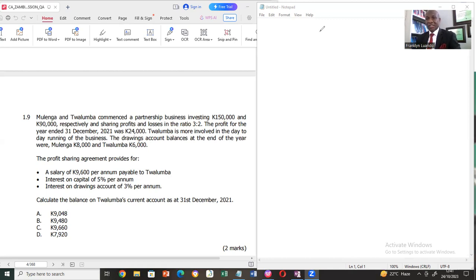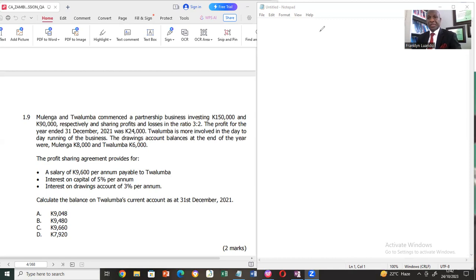The Partnership Act states that profits and losses should be shared equally, and also states that there is no interest on capital and no interest on drawings. So those are some of the provisions in the Partnership Act.